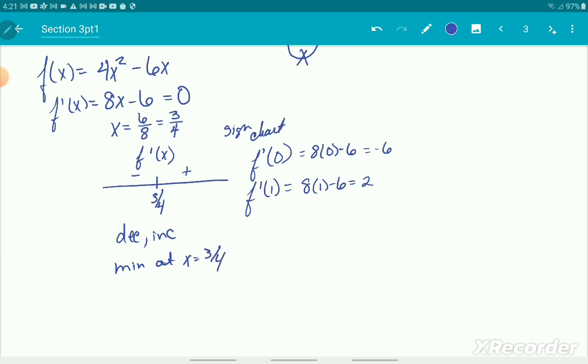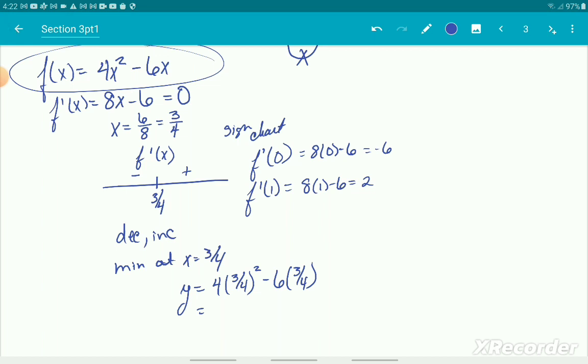Now, if we want the y values, they always come from substituting into the original function. So I'm going to substitute my x value in. And I'm going to get negative 9 over 4. So my point, my ordered pair, would be 3/4, negative 9 over 4. So that's how we would go about finding extrema.